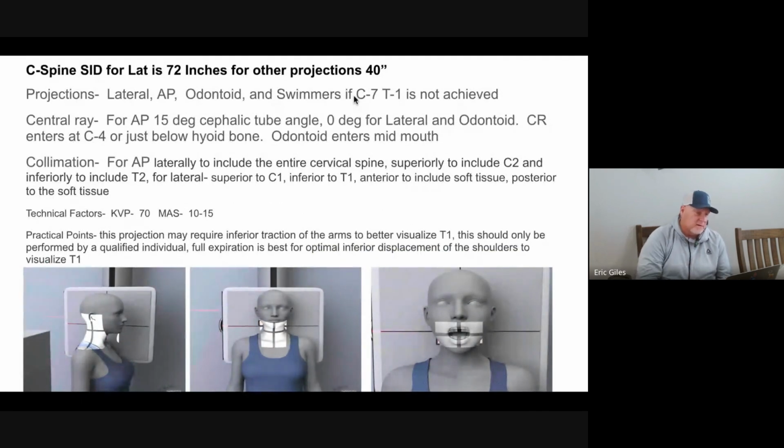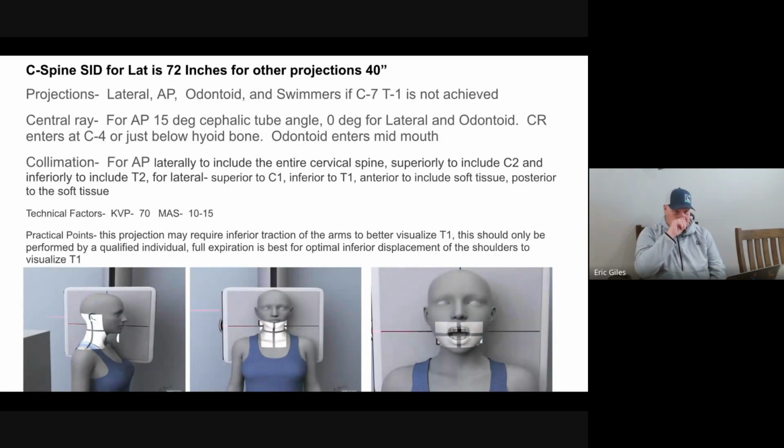C-spine, one of my favorite things to do. The pictures I've got down here for the C-spine are kind of creepy, and I apologize for that. But I thought that they showed really well what it looks like, or what it should look like. Okay, so the projections, we're going to do a lateral, an AP, and an odontoid.